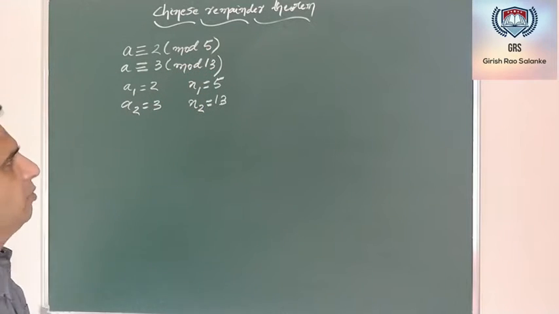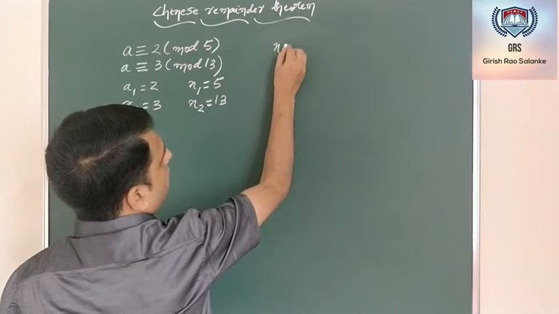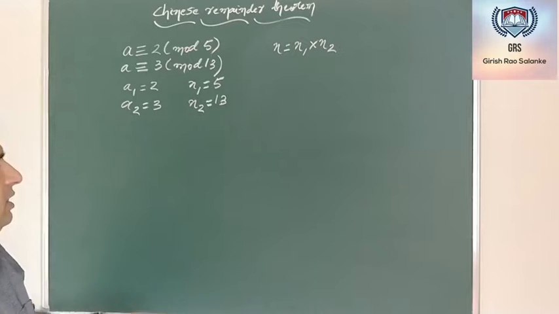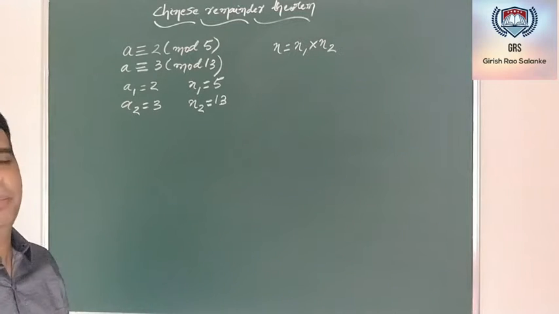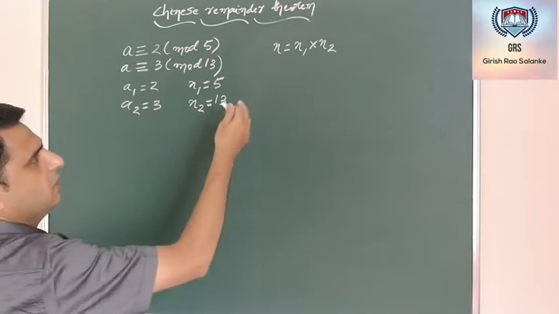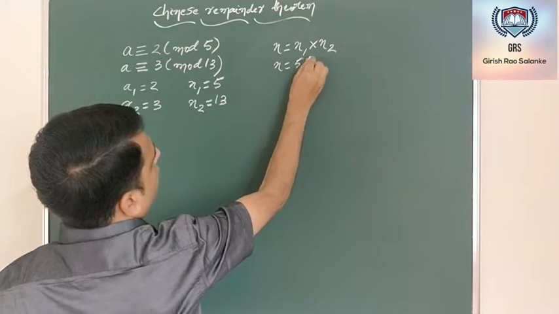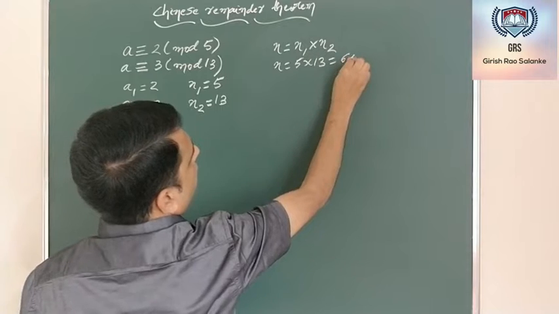Now the first thing that we are supposed to do is find the value of N. N is calculated as N1 multiplied by N2. If there are three N's, then it is N1 multiplied by N2 multiplied by N3. In this case there are two N's, so N is equal to 5 into 13, which is 65.